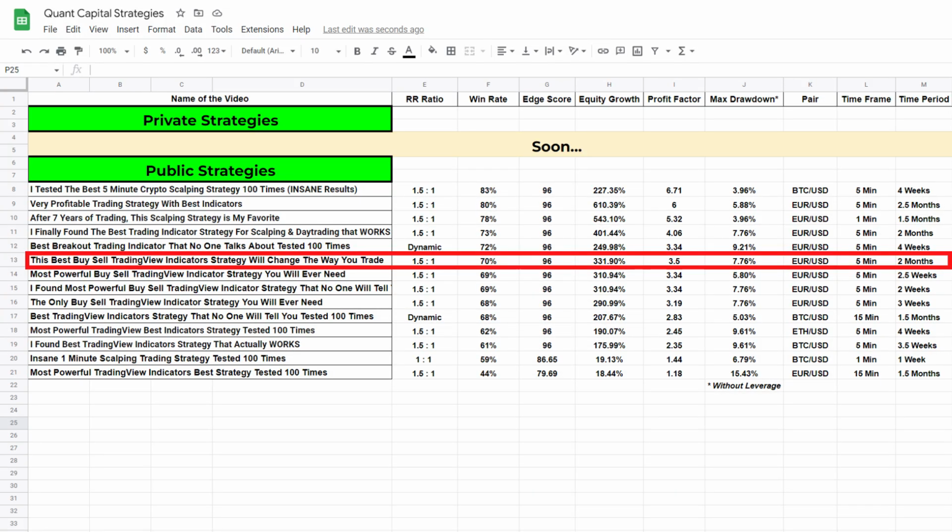Now, let's open a spreadsheet with our tested strategies and put this one into it. So, this strategy is 4th with regard to account growth and 6th in terms of win rate. With that, feel free to apply this strategy or just some indicators in your trading.